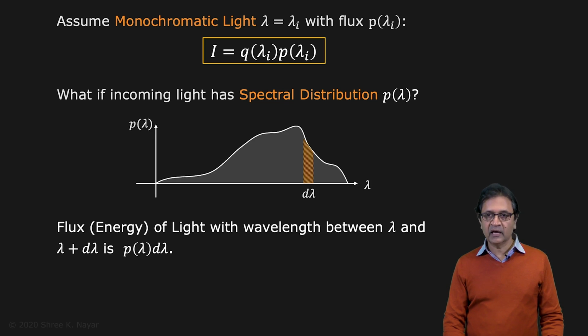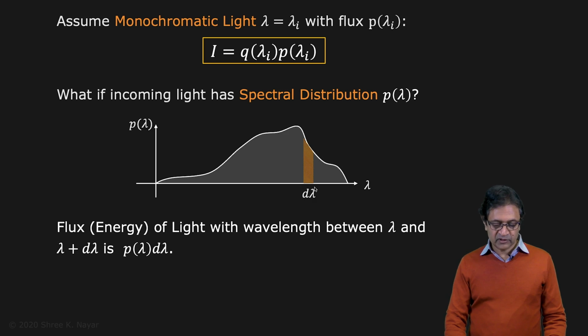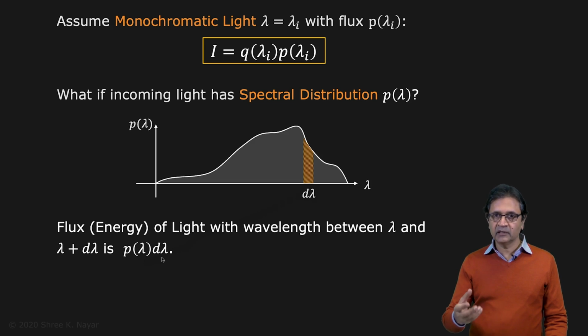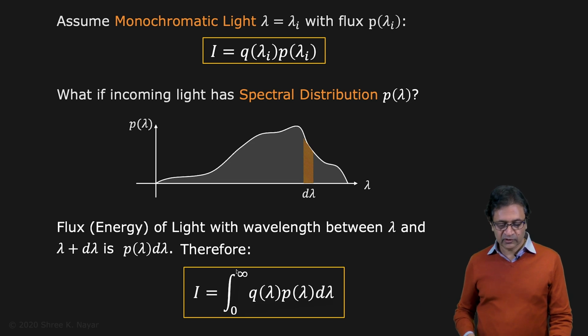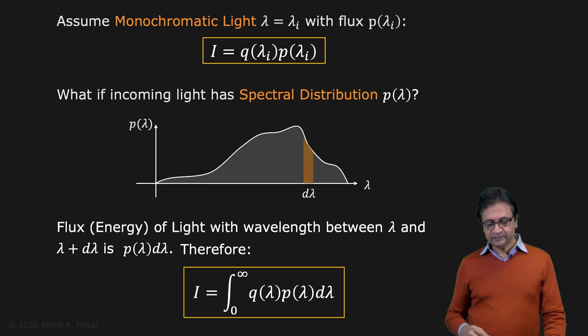Well, let's take a look at a narrow band of wavelengths, which goes from lambda to lambda plus d lambda. In this case, the flux arriving at the pixel is P lambda d lambda. And if you want to find the electron flux generated by the pixel for the entire spectral distribution, it's nothing but the integral of Q lambda, P lambda, d lambda from 0 to infinity. That's the total number of electrons that you're going to get for the incoming light.